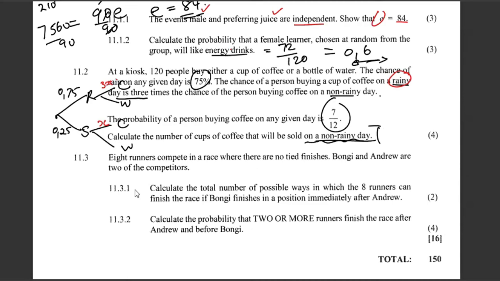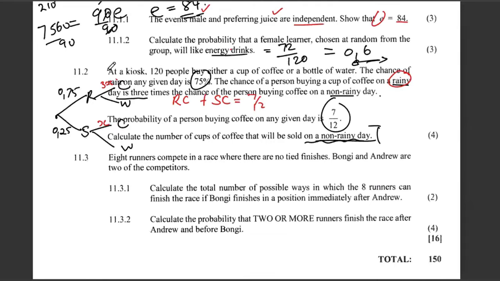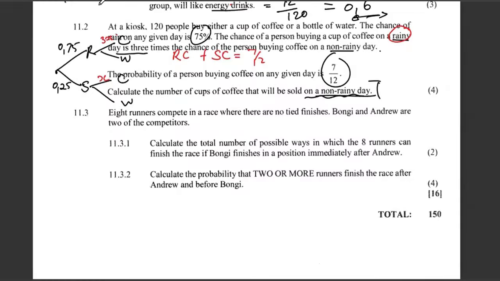Then the total for the coffee, knowing that rainy and coffee plus shiny and coffee must give us 7 over 12. How do we go about that? We just multiply these outcomes, meaning that we're going to have 0.75. Okay, so that is question 11.2.